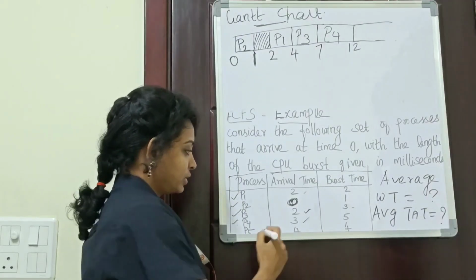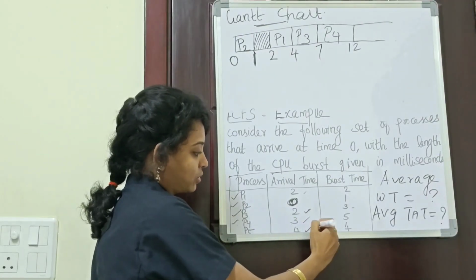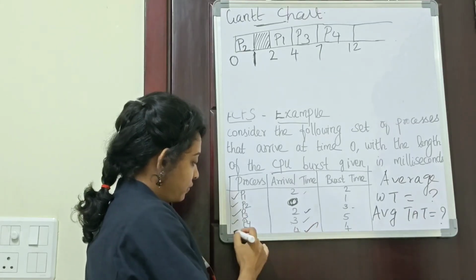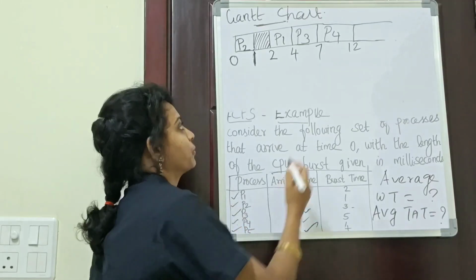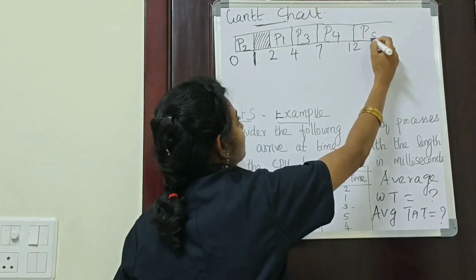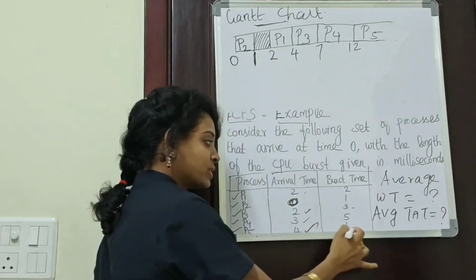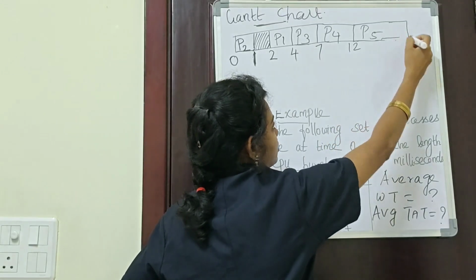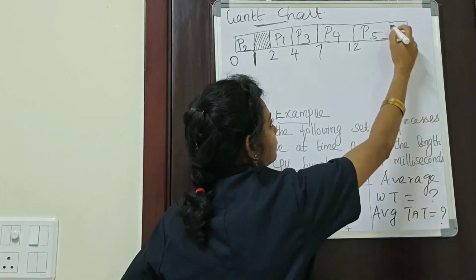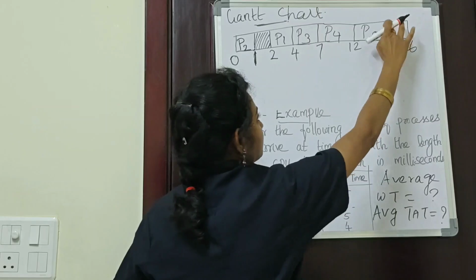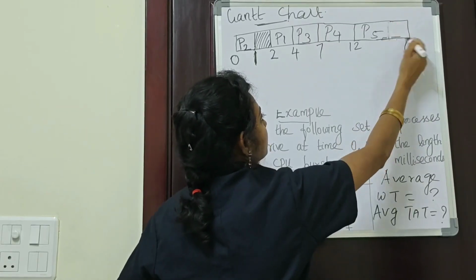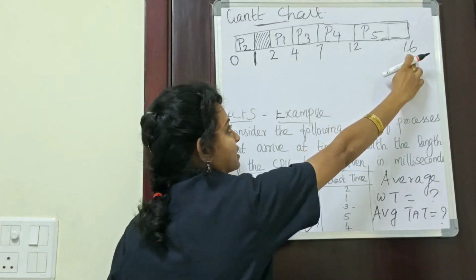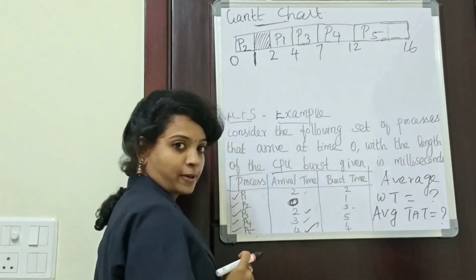Okay. So what is the next process? 4. For the arrival time 4, which process is to be executed? P5. So we have to write here P5. How much time does P5 process take for execution? 4. So 12 plus 4, 16. So P5 process completes its execution at 16.